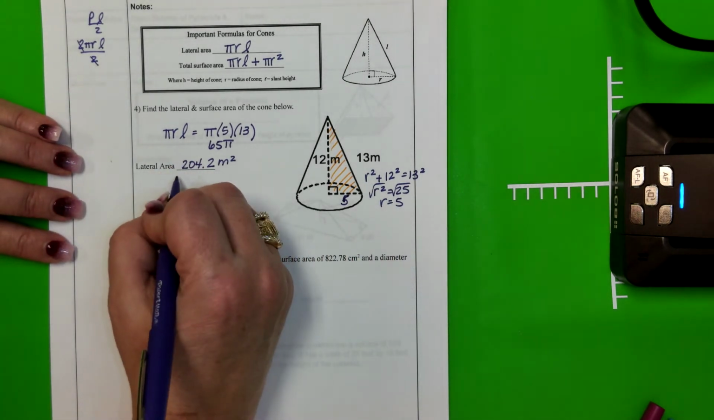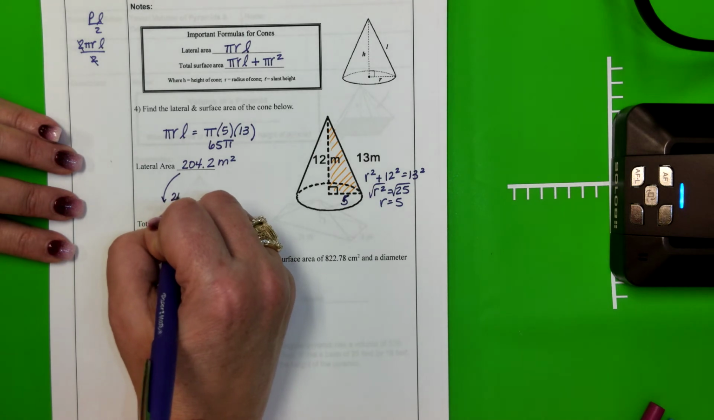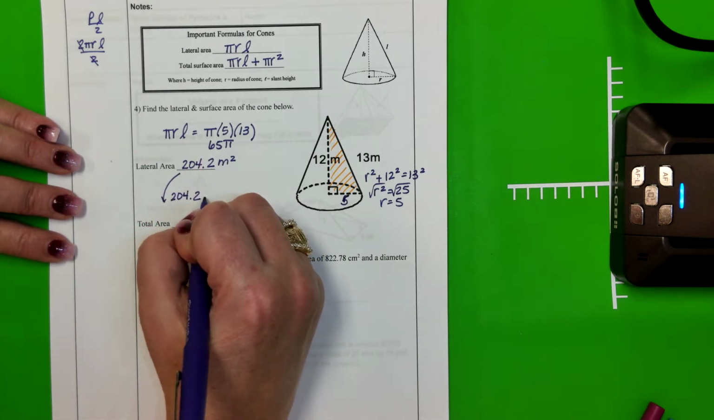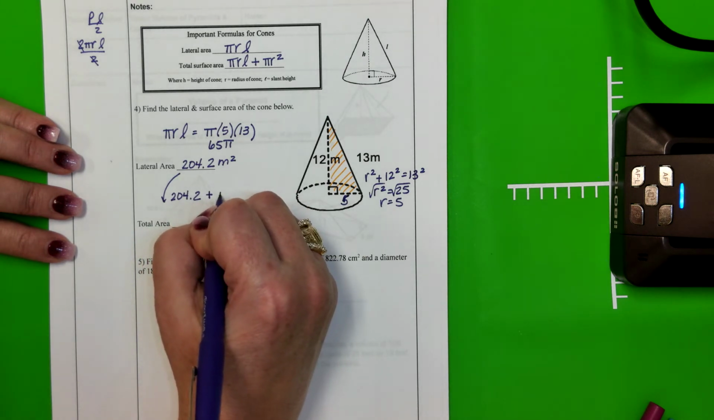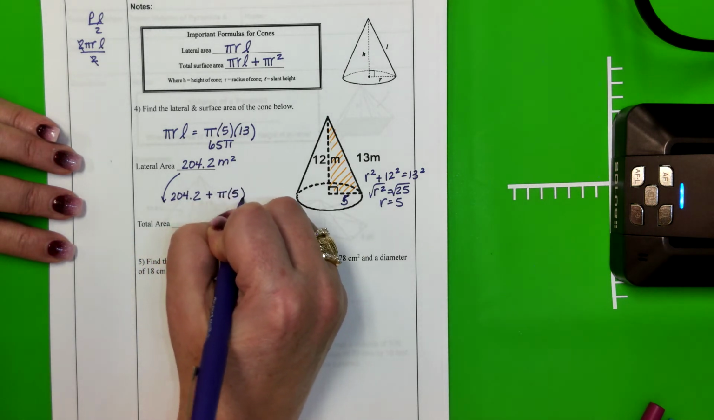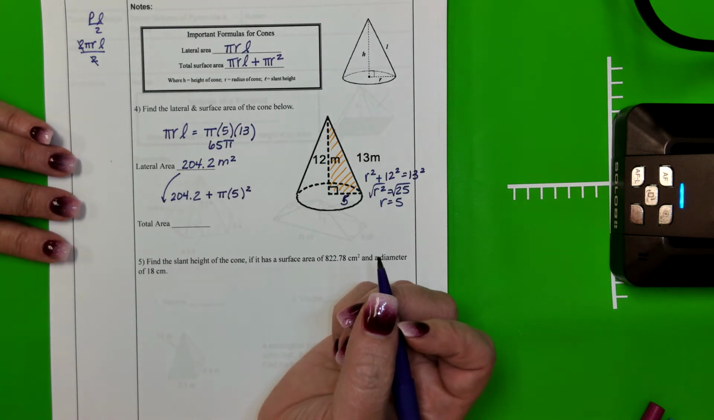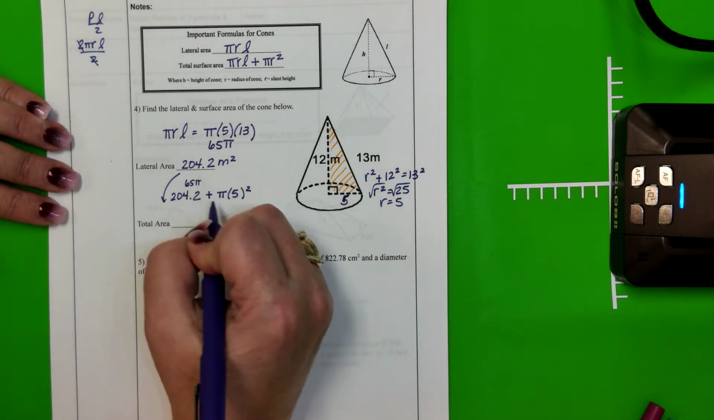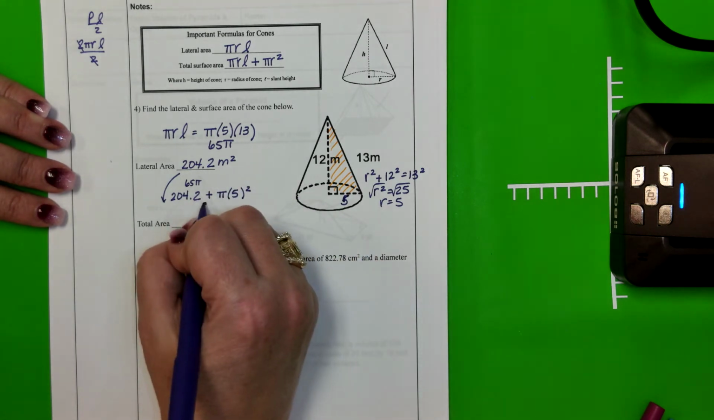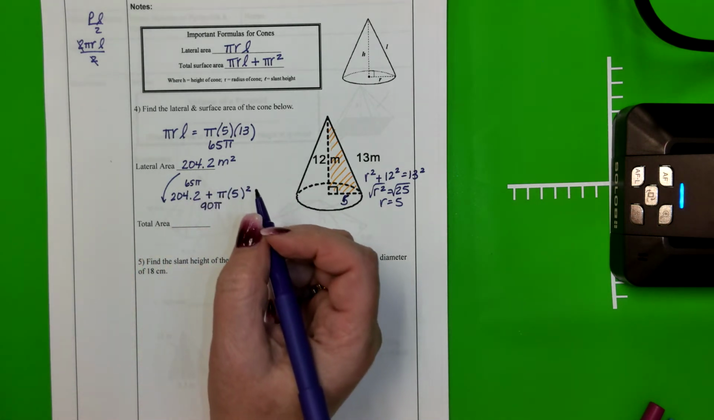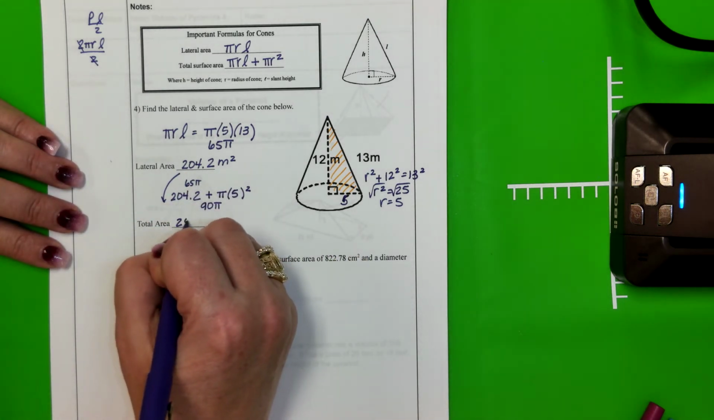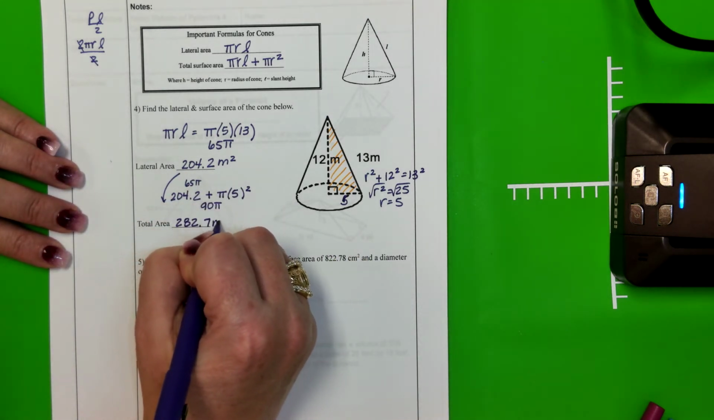Your total area would be to take that previous lateral area, so to take your snow cone holder and put a lid on it. So we're going to add pi r squared. R was 5. So we add the 204.2, or the 65 pi, right? We add the 65 pi and the 25 pi, and we get 90 pi, or 204.2 plus pi times 25, and you get 282.7 meters squared.